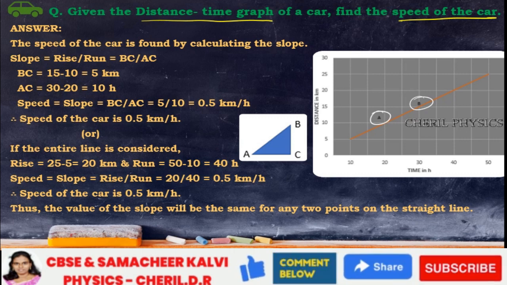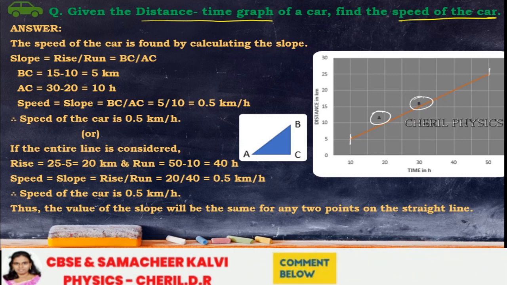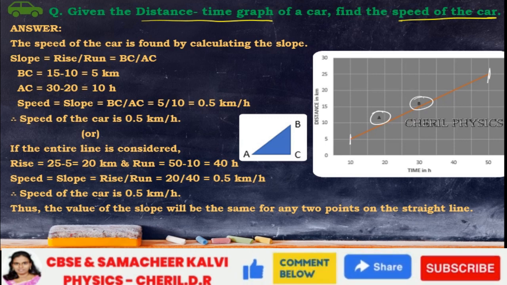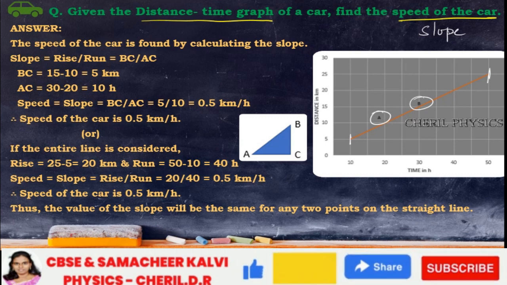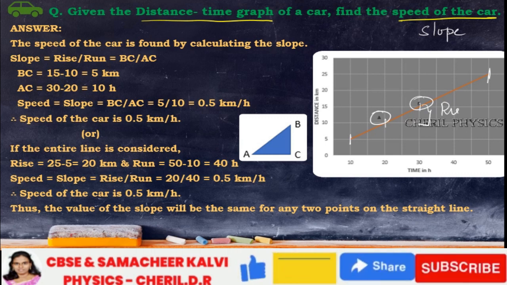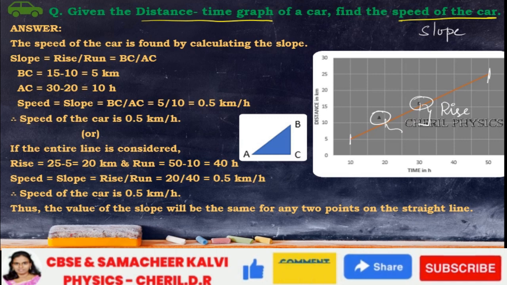I told you we can find it any way. We can find it using the entire line or using any 2 points. I've done both methods here. So we are finding the speed of the car by calculating the slope. What is slope? Rise by run. In the first case we are considering 2 points B and C. So what will be the rise? The rise will be this, and this will be the run.